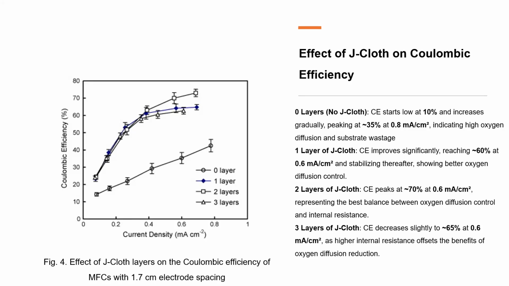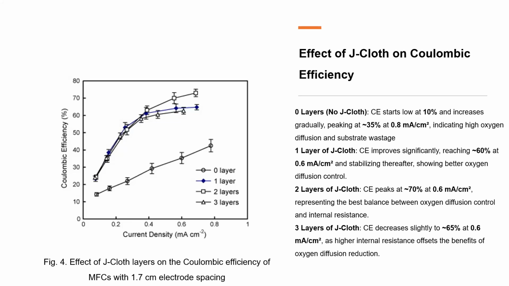One layer of J-cloth, the Coulombic efficiency improves significantly, starting at around 20% and reaching approximately 60% at 0.6 mA per square centimeter, stabilizing afterward. This shows better oxygen control and more effective substrate utilization.